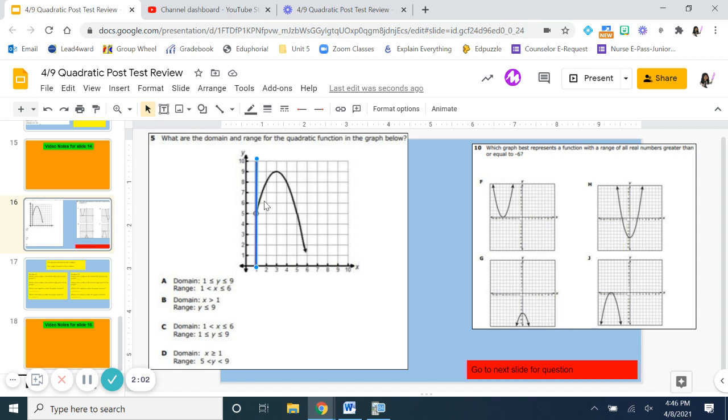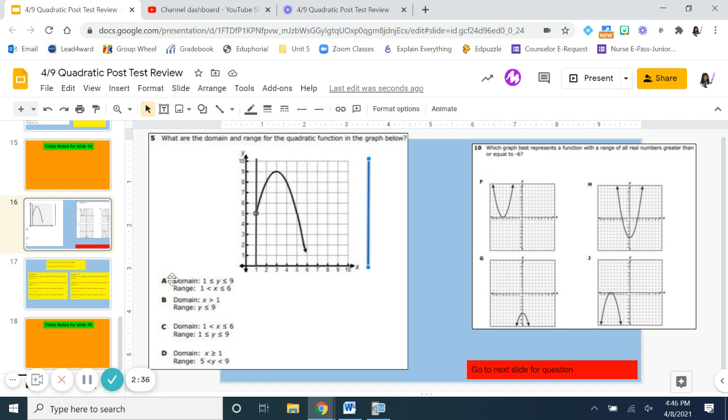So I'm going to do the same thing here. The only thing I noticed though is, as I move this line to the right-hand side, this is not actually a point. This is an arrow. And an arrow means that you're going to actually continue on and keep going. So to the right side of that point right there, this graph technically does not stop. Okay. So keep that in mind as we go through these answer choices in just a moment.